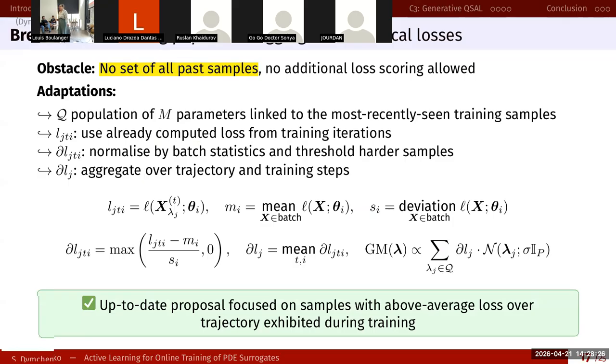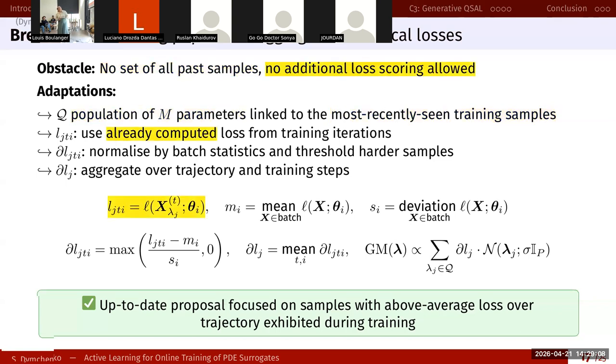For this setting, the breed method also needs to be adapted. First of all, we don't have the set of all past samples on which we could make our decision. And also we are required not to pause the neural network, meaning that we can't score the loss additionally based on the up-to-date state of the neural network. So what we can do is to have a population of M most recently seen parameters, not the parameters themselves, but the data that is associated with these parameters and that was used during the training.